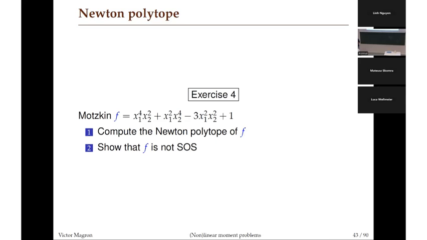Can you repeat what implication we need for the not SOS? It's a proof by contradiction. So you assume that F is a sum of squares. And then by Reznick, each square will be supported in the shrunk Newton polytope. Then by checking which terms should appear, you should arrive at a contradiction.